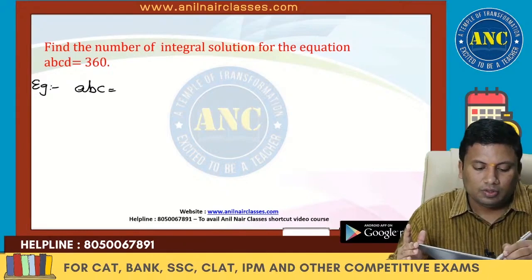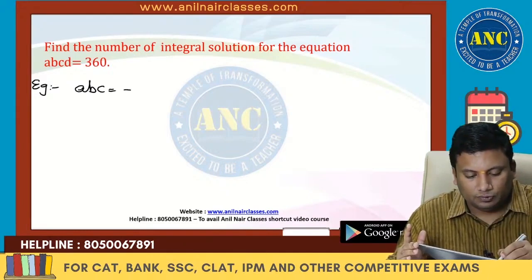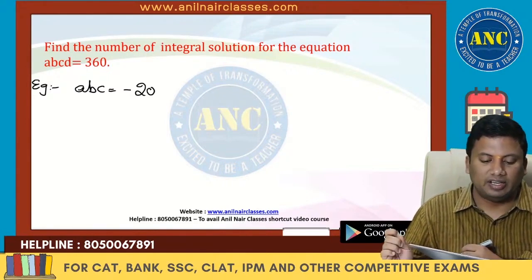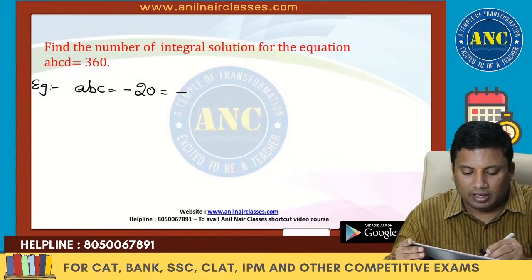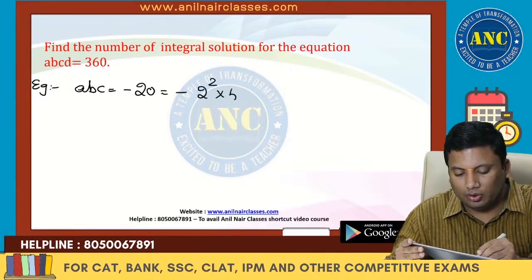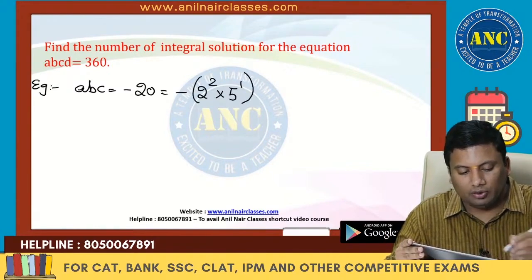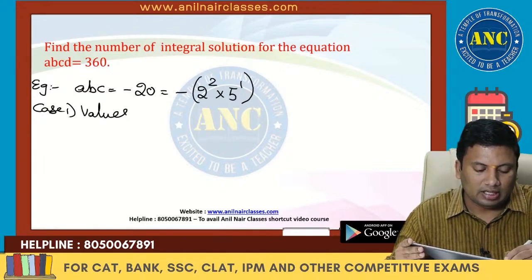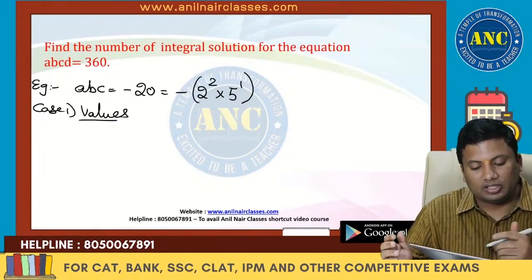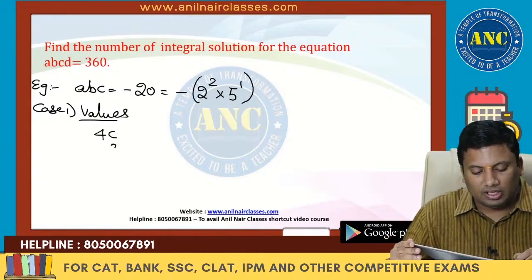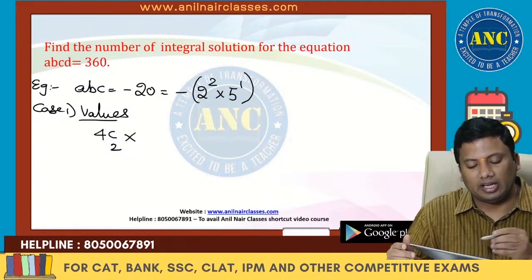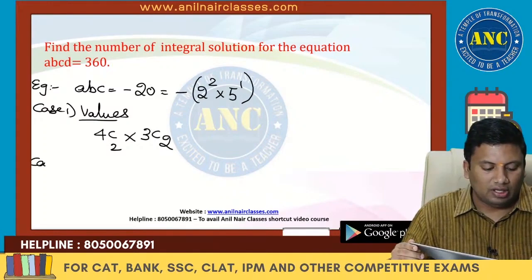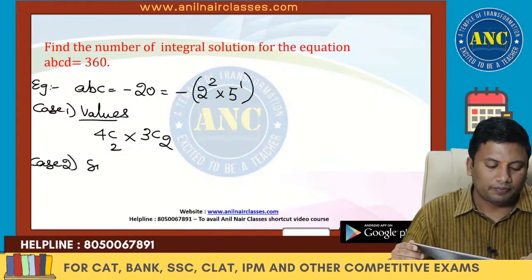ABC is equal to minus 20. How many values will ABC take? This is minus 2 square into 5 power 1. Case number 1 is the values. 2 plus 3 is 5, which is 4C2. 1 plus 3 is 4, which is 3C2. Values we got. Signs we have to do.